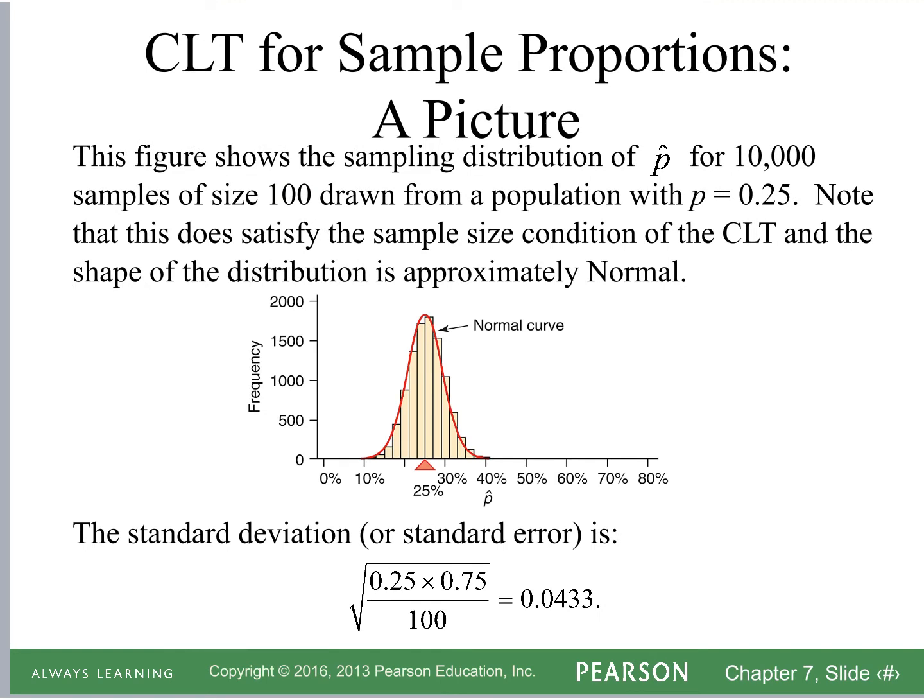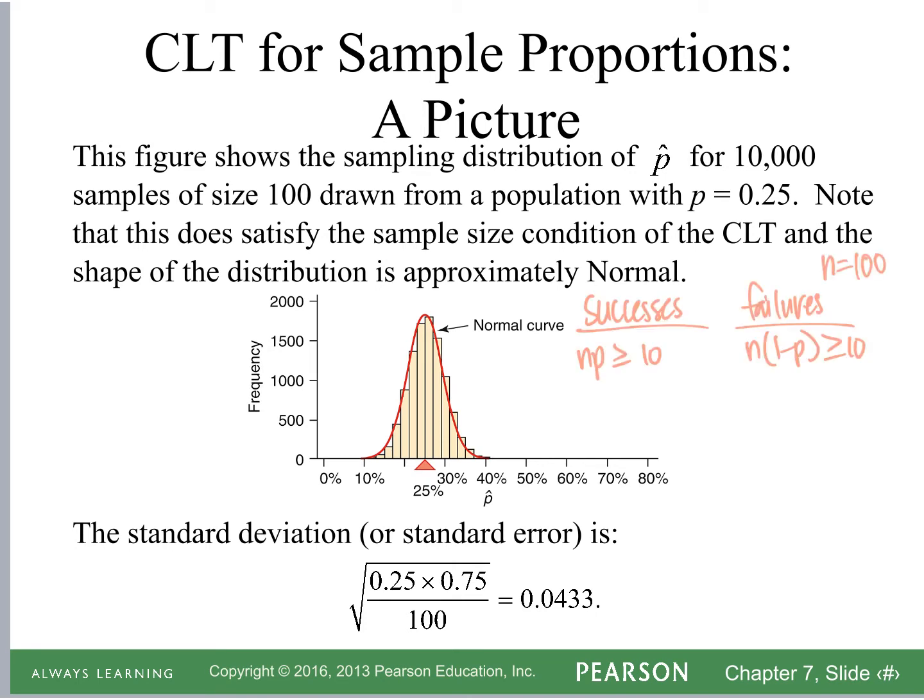Okay, so let's do another example to show the sample size. This figure shows sampling distribution of p hat for 10,000 samples, so that's the same, but now it's size 100, so the sample size is 100. Drawn from a population with proportion at 0.25, that's the same. And it says, note, this does satisfy the sample size condition, and the shape of the distribution is approximately normal. So let's go through that sample size check of successes and failures.